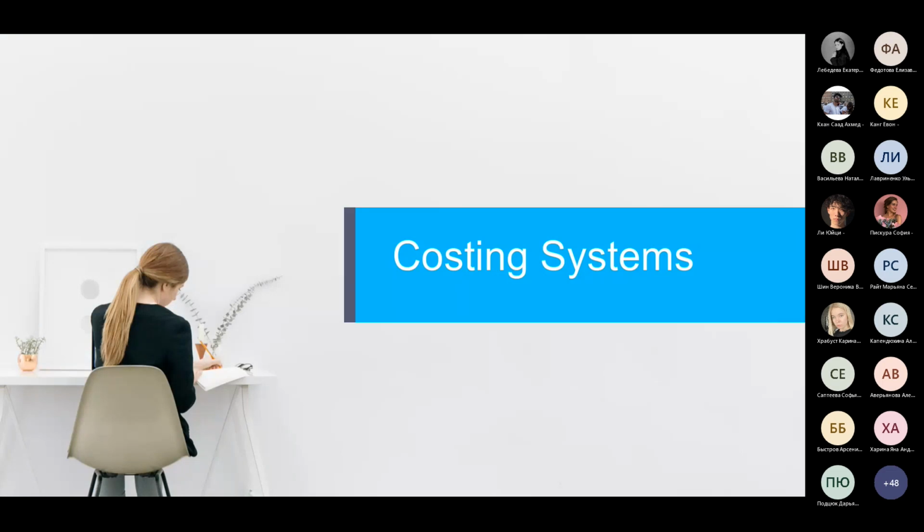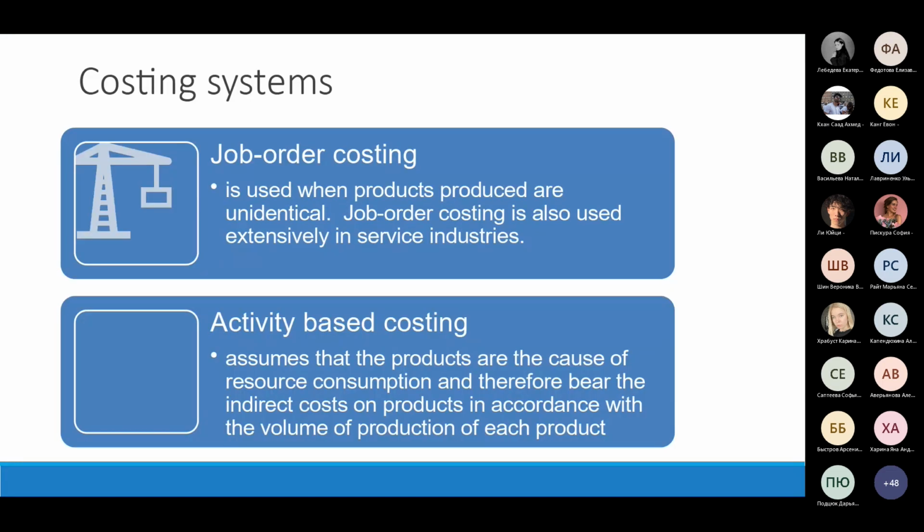We do it differently under different costing systems. Job order costing is the first costing system. It is used when products produced are not identical. Job order costing is also used extensively in service industries and in the production industries if our products are really unique and specific.